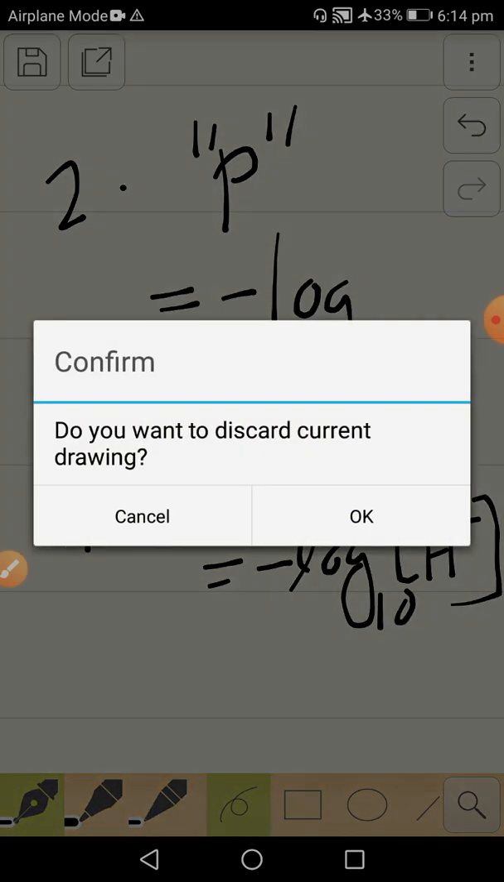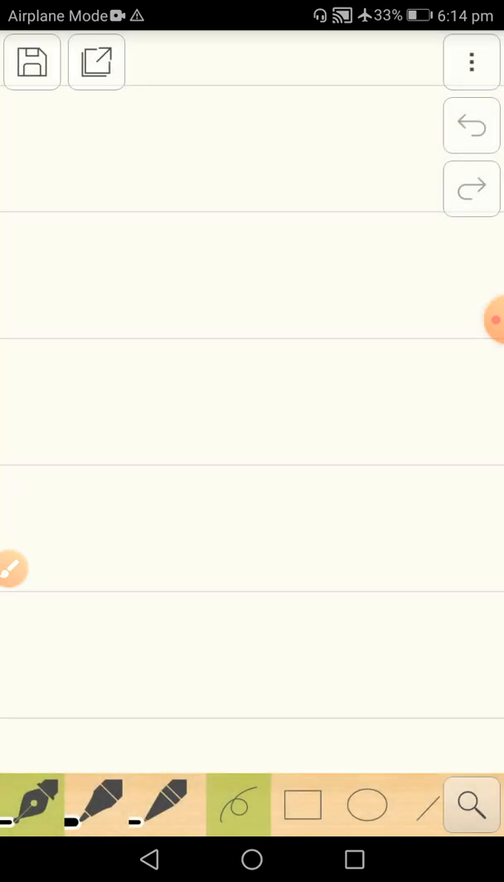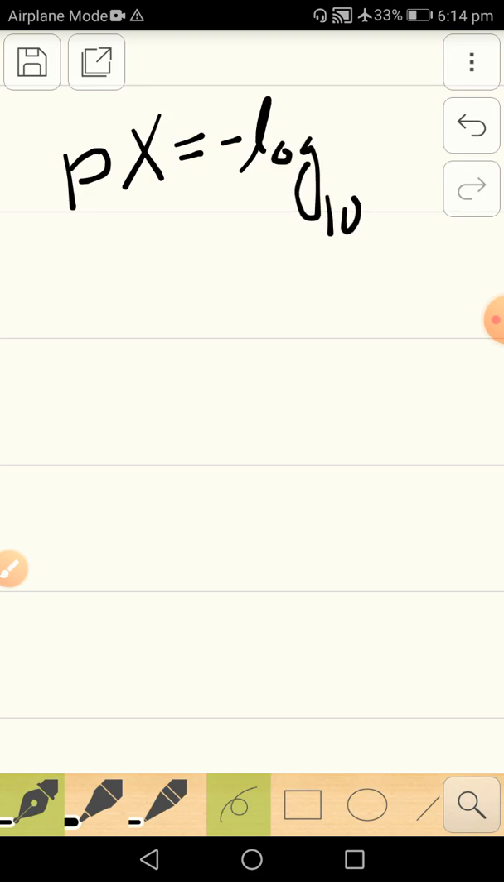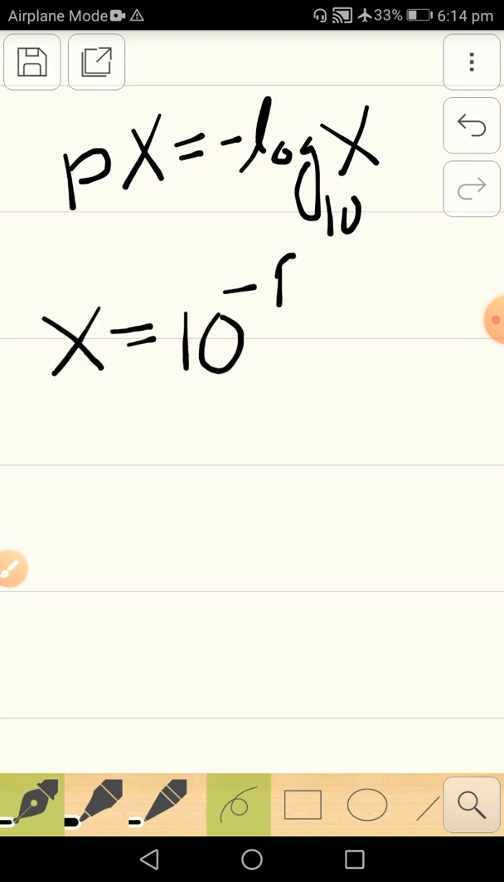Now if you do not have mathematics in your AS level or A2 level, or if you haven't done additional maths in your O level, for those students I am just giving some basics: if px means negative log with base 10 of x, then the value of x would be 10 to the power minus the value of px. Just keep this in mind.